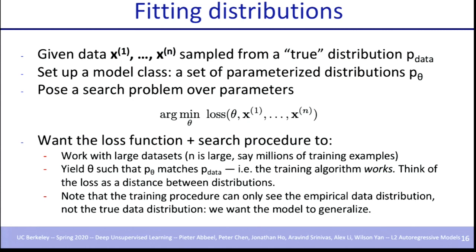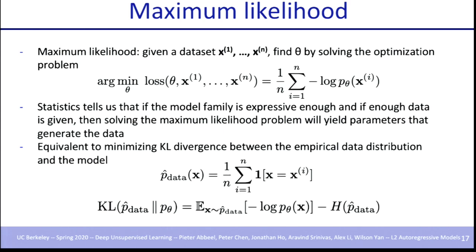The most common objective when estimating distributions is the likelihood objective. The idea is that you want to find a set of parameters theta such that you maximize the probability of your data. p theta of xi is the probability of data point i. Maximizing probability of the data is the same as maximizing log probability of the data, so we're going to maximize the sum of the log probabilities of the data points. But because most learning frameworks have minimization setups, we're going to minimize the negative log probability of each data point.